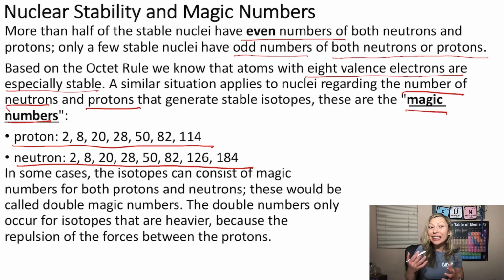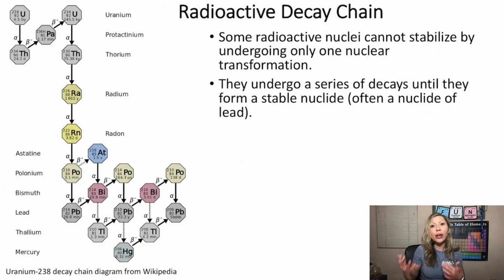Interestingly, in some cases, isotopes can consist of magic numbers for both protons and neutrons. But these would be heavier nuclei, because we have a larger repulsion between the protons in heavier nuclei, and these are called double magic numbers. Interesting, right?